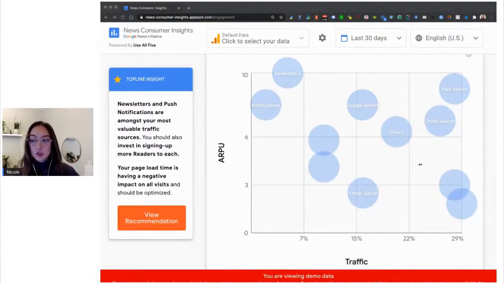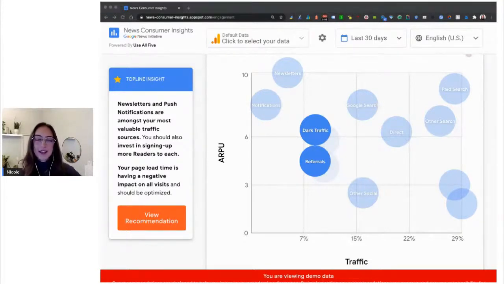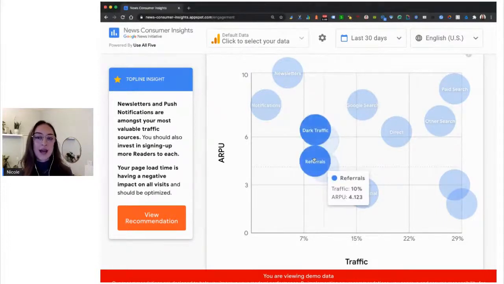Now, something that we have created for this one is that dark traffic bubble here. For those of you who are familiar with dark traffic, it is that some users are wrongly assigned as direct traffic when Google Analytics is not able to identify the visit source. And so we identify them in our NCI tool here as users who come to your site directly, but didn't land on your homepage. So if someone sent an article link through WhatsApp and someone clicked on that and came to your site, sort of information.